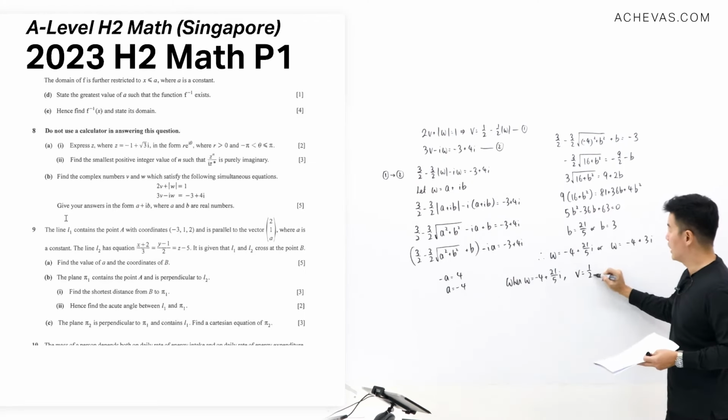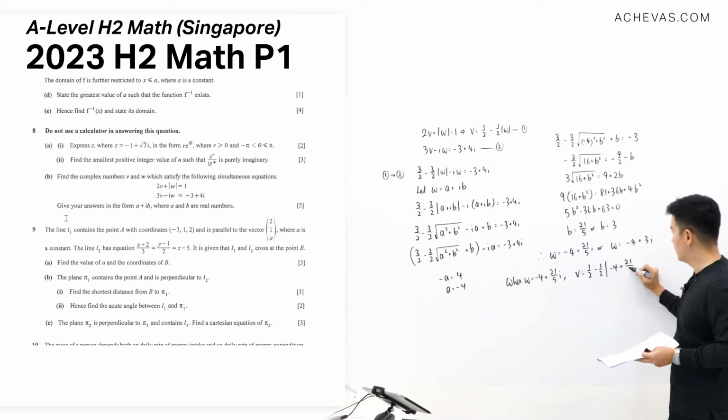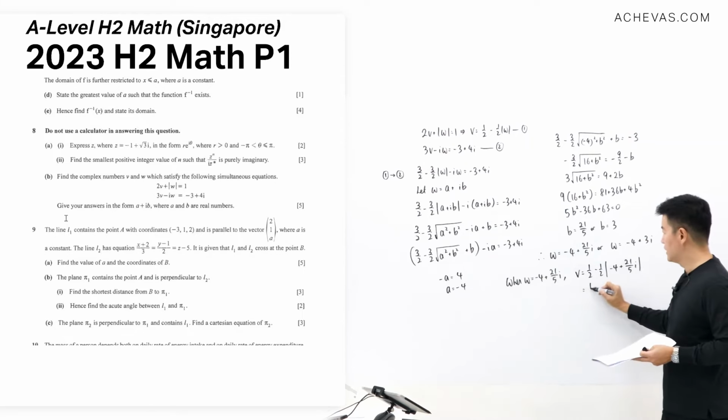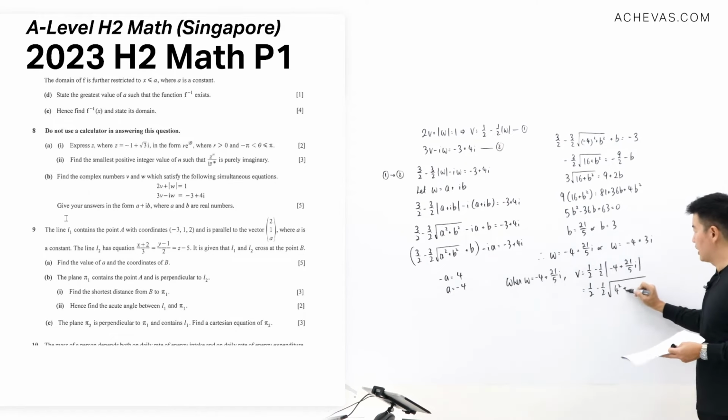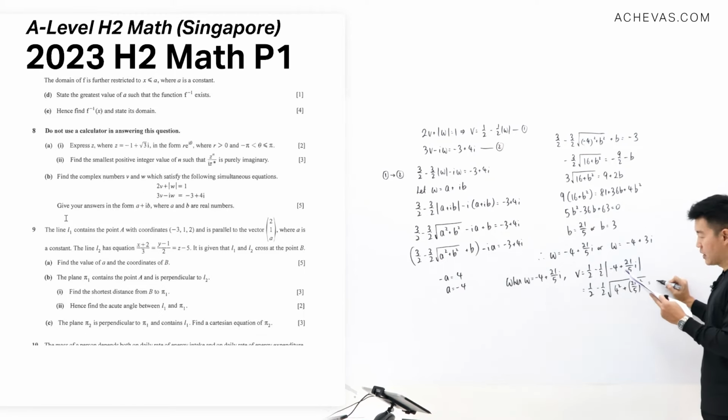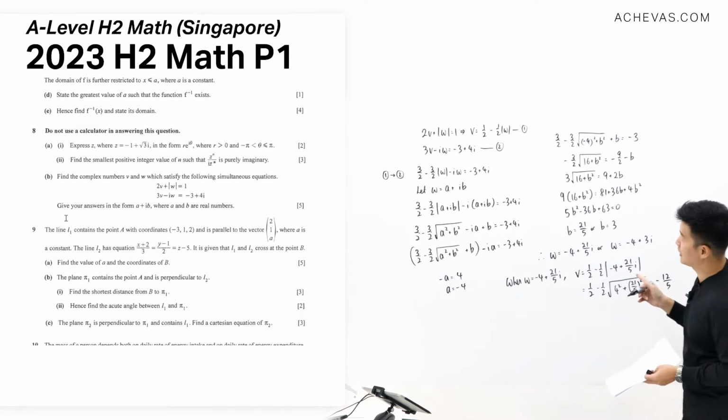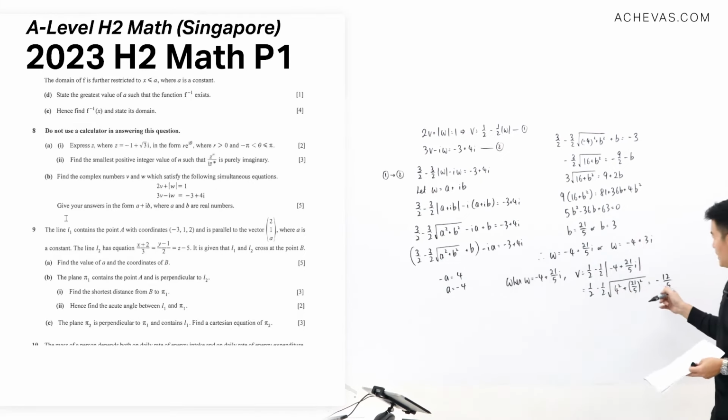V is going to be equal to half minus half modulus of minus 4 plus 21 over 5i. So this is half minus half square root of 4 squared plus 21 over 5 squared. Working this out, we will have a real number, according to what we have expected previously. So V is going to be equal to negative 12 over 5, a real number.